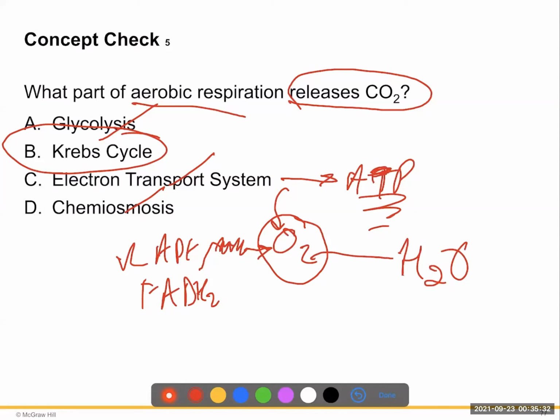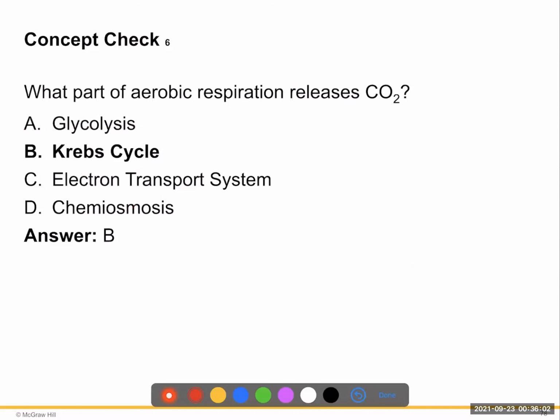Okay. But the part of aerobic respiration that releases CO2 is the Krebs cycle. And also where pyruvic acid goes to coenzyme A, but that's not part of the question here. So that part's not on there. So the only two parts that produce CO2. So the correct answer for this one is the Krebs cycle. Does that make sense? Yes. All right, perfect. Krebs cycle. Ta-da.